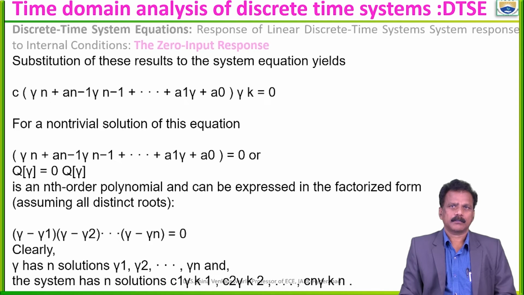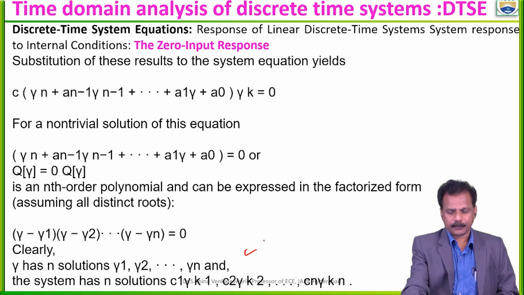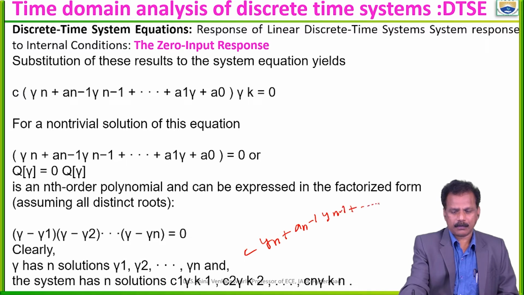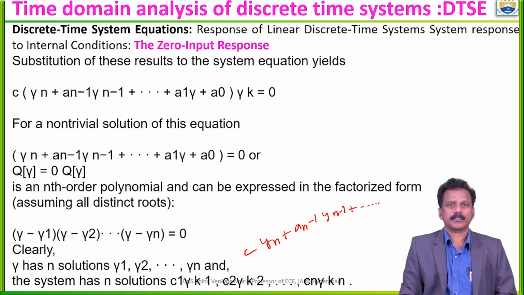Okay, with this zero input response, substitution of this into the system equation gives c (gamma^n + a_{n-1} gamma^{n-1} and so on + a1 gamma + a0) gamma^k is equal to 0.